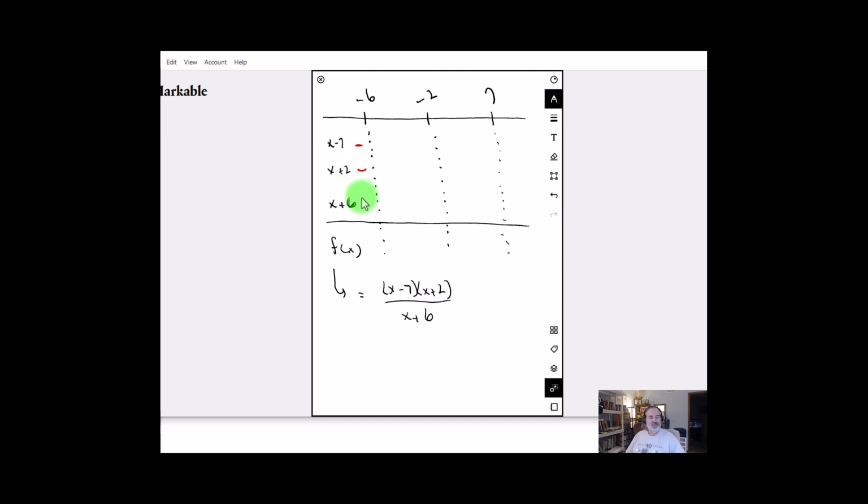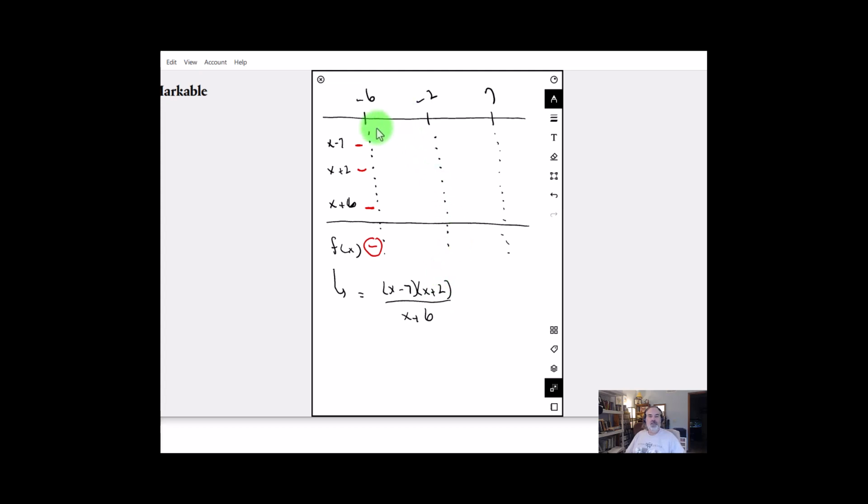X plus 6: we're far enough over here that adding 6 still keeps us in negative territory. And so if the function is made of these three hypothetical numbers, two multiplied and then divided, it's going to be negative times negative divided by negative. That's three negative signs. The function itself is going to be negative.